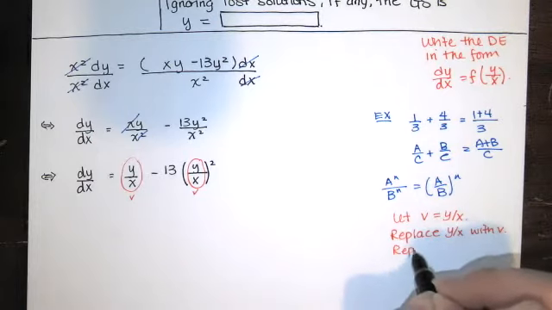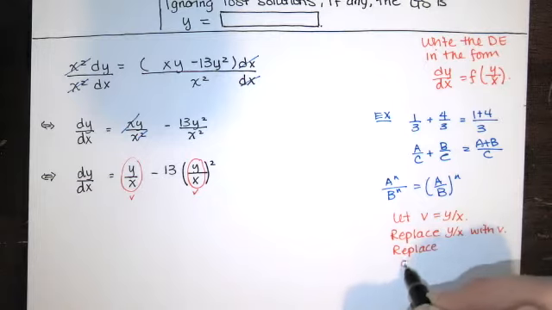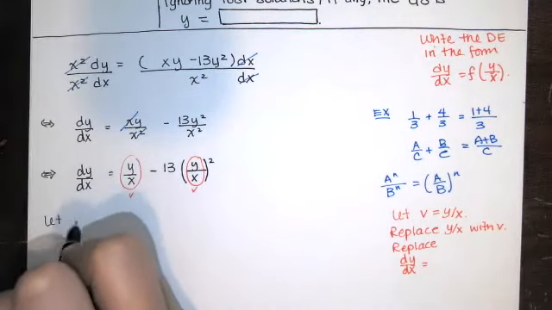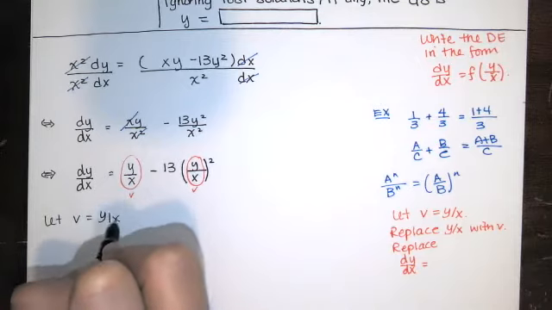And then we're going to replace dy dx with the result of the product rule. So let me show you how that's done. We're letting v equal y divided by x.